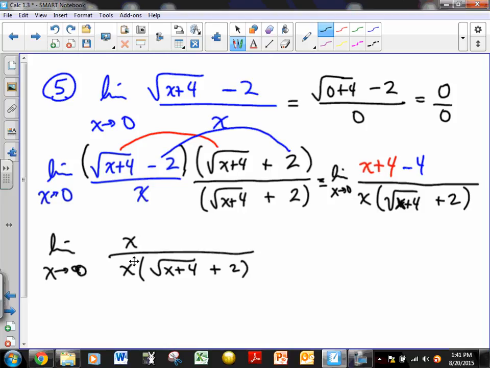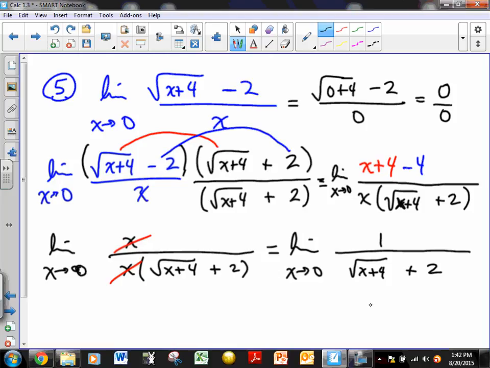And now I've got an x on top and an x here. Since that's multiplied by that, that's a common factor. I can cancel those. All right? So on top, well, you can't have a topless fraction. If I cancel those, I still have a factor of 1 up there. And on the bottom, I've got this left over, the square root of x plus 4, and then plus 2.